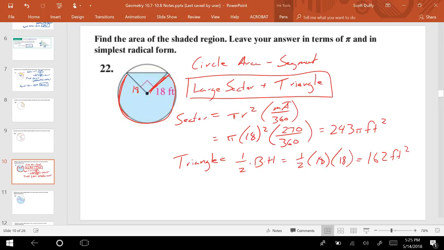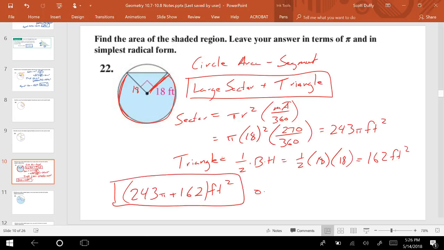Together, you have to add them. So you can leave it in terms of pi. This answer would be fine. Or if you want to multiply 243 times pi and then add 162, that's fine also. You will get 925.4 square feet. It's the same answer.